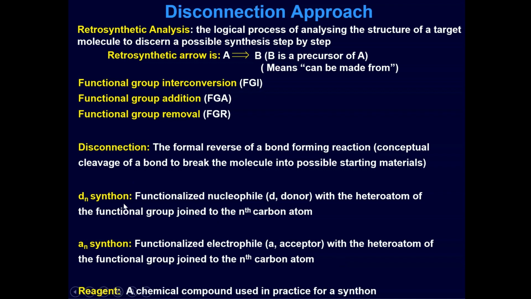Synthons are nothing but the broken fragments after disconnection. To get those fragments, we use reagents. A reagent is nothing but a chemical compound that is used to get that synthon. When we break up the molecule, we get various fragments. We call them synthons, and they may be donor synthons or acceptor synthons. To get these synthons, we use various reagents.